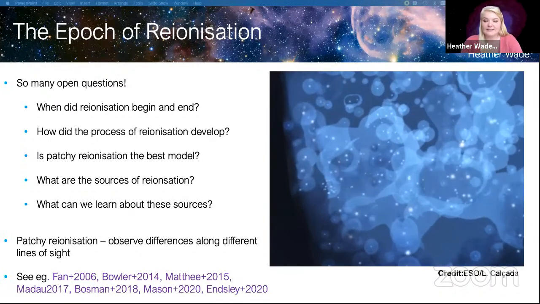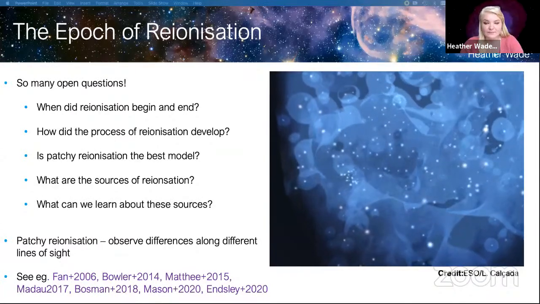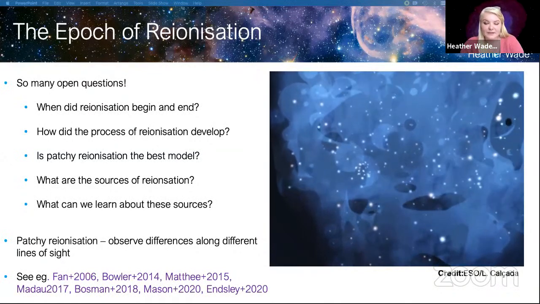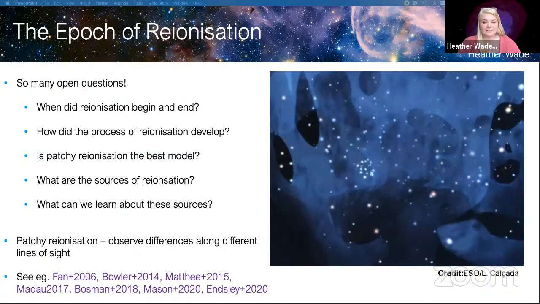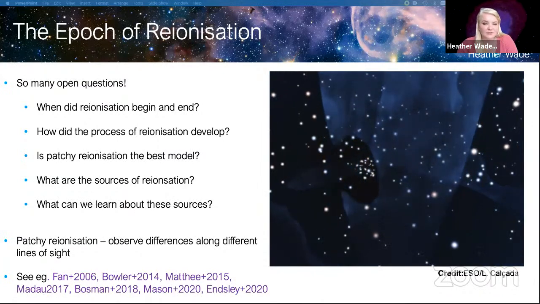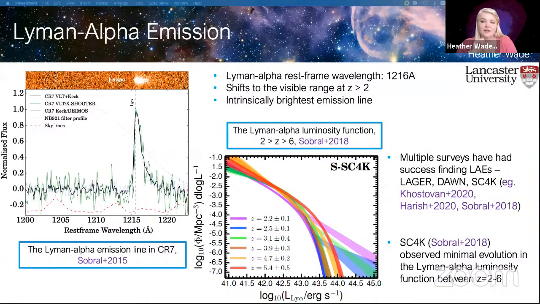And it's these bright galaxies that are thought to dominate the process. So in order to observe these brighter sources inside the epoch of reionization, we turn to the Lyman-Alpha emission line. Many large surveys such as LAGER, DAWN, and SC4K have yielded great results by finding Lyman-Alpha emitters through various redshifts. For example, in Sobral et al.